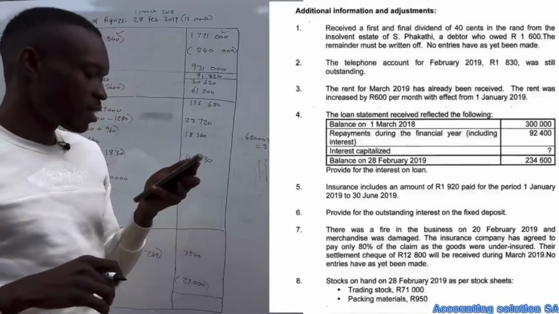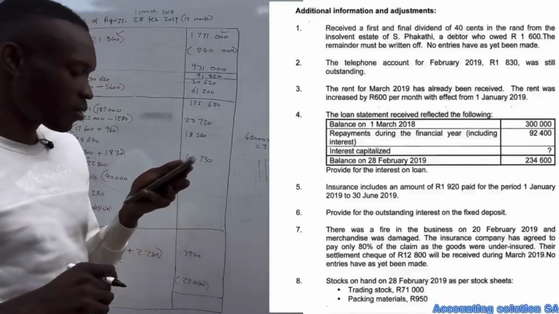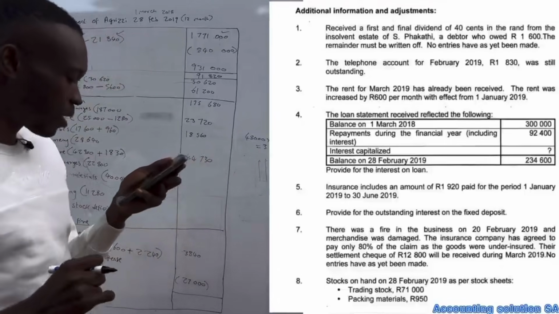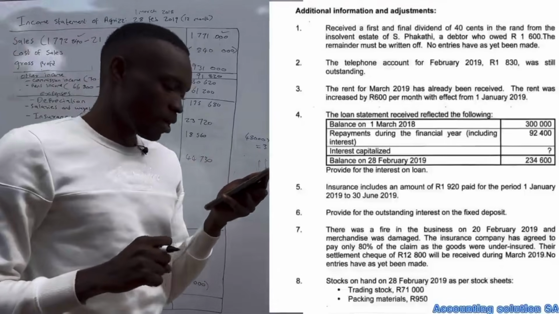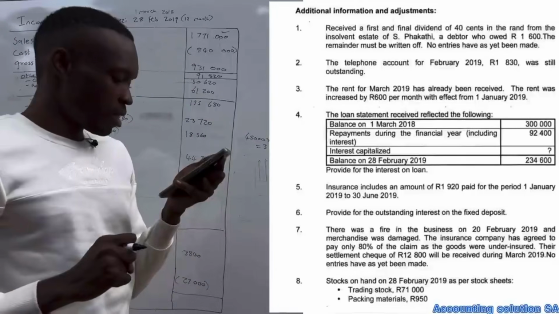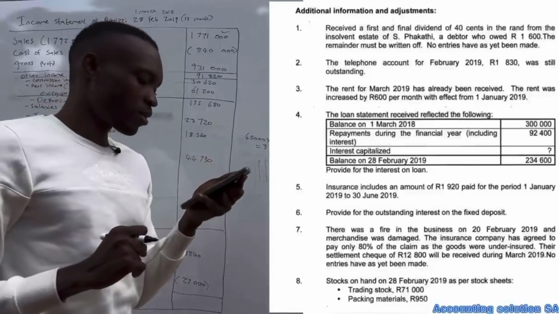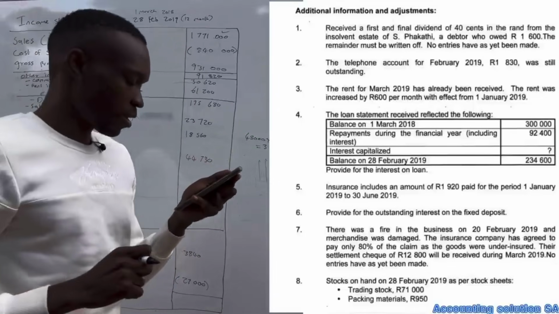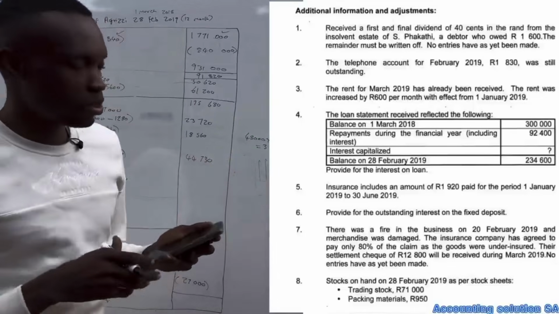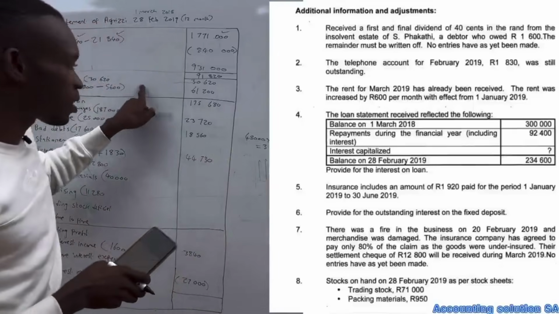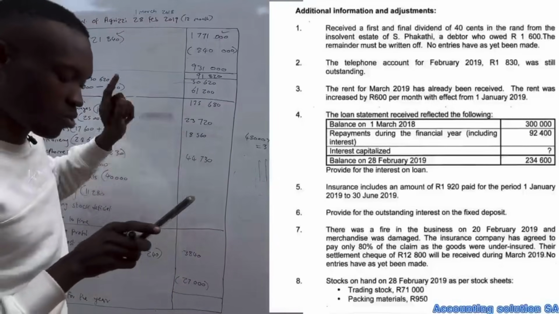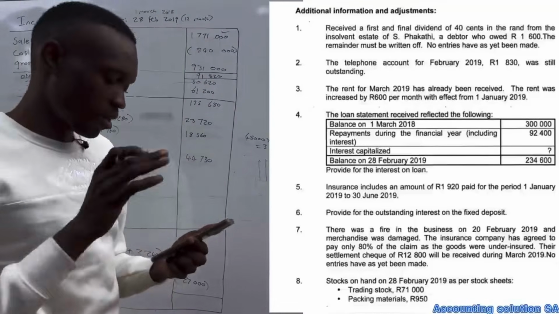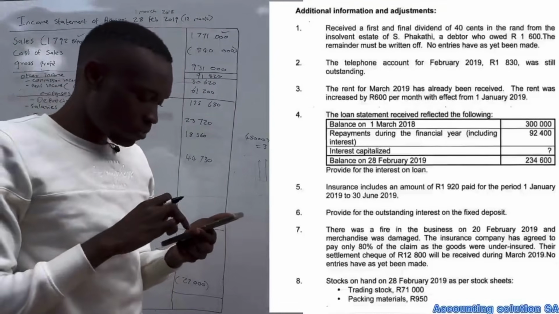There was a fire in the business on 20 February 2019 and merchandise was damaged. The insurance company has agreed to pay only 80% on the claim as the goods were underinsured. Their settlement check was 12,800 and will be received during March 2019, which means that there is no compensation that we need to record here, because it's going to be received in March next year. So we don't record it, it's for next year. No entry has been made.